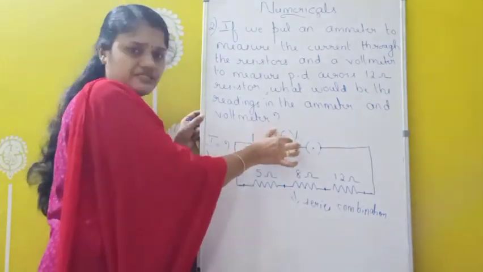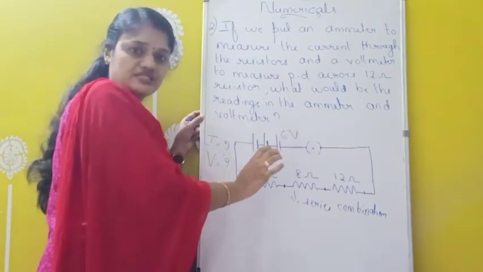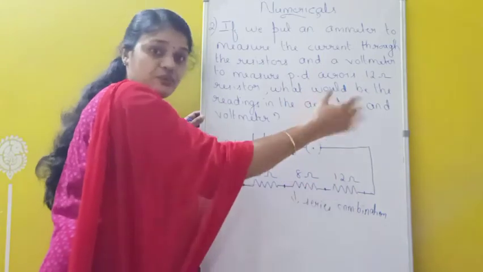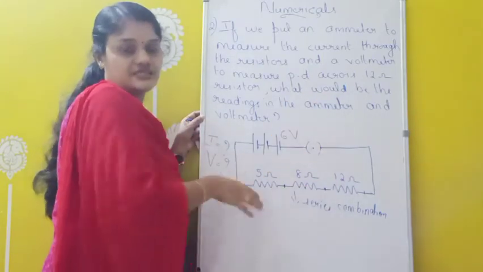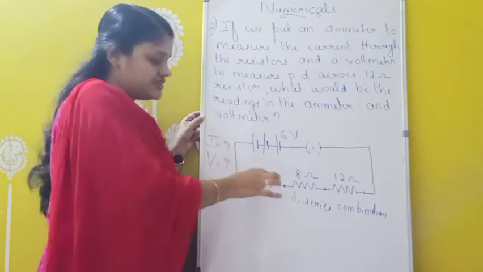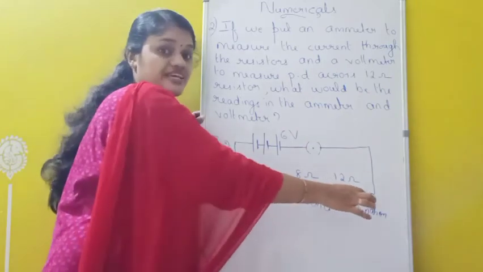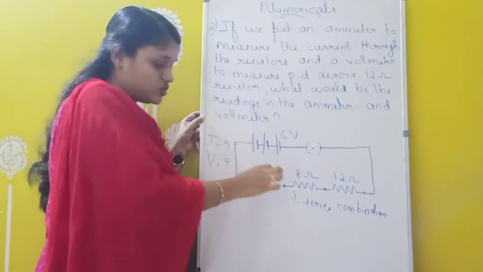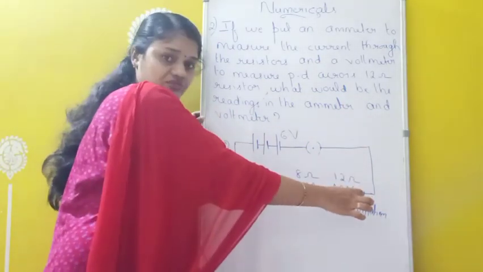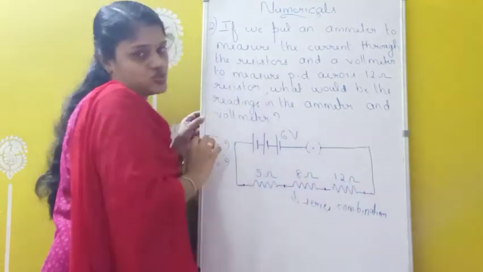This 6 volt represents the total potential difference across the whole circuit, and each resistor will have a different potential difference because they are in series. So whenever components like resistors are in series combination, the potential difference is different for each resistor, but only the current remains the same. So we have to find the potential difference across the 12 ohm resistor.